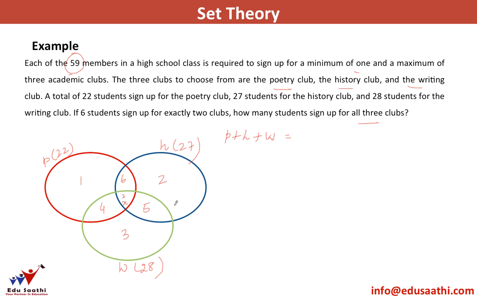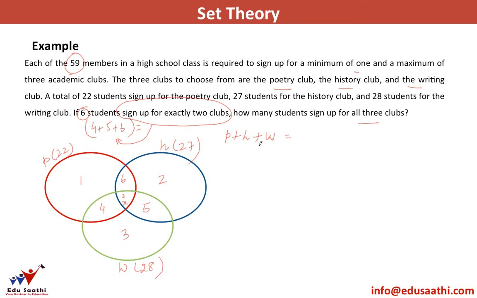Similarly, the region number 4 plus 5 plus 6 give me the number of people who have signed up for exactly 2 clubs. So in my figure, these 3 regions represent this number 6, the number of students.